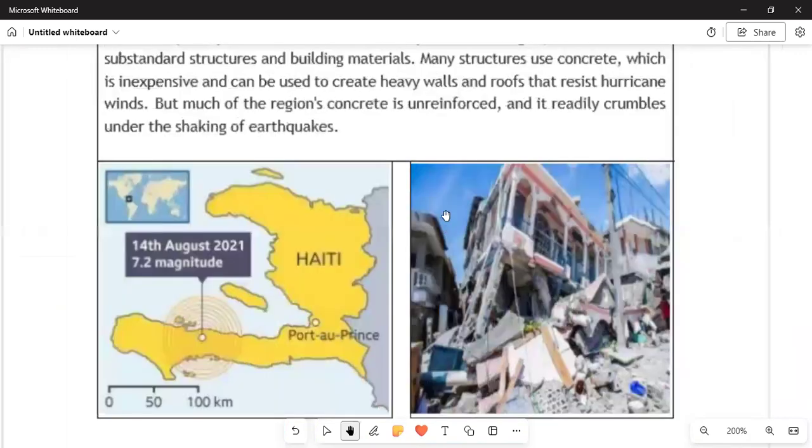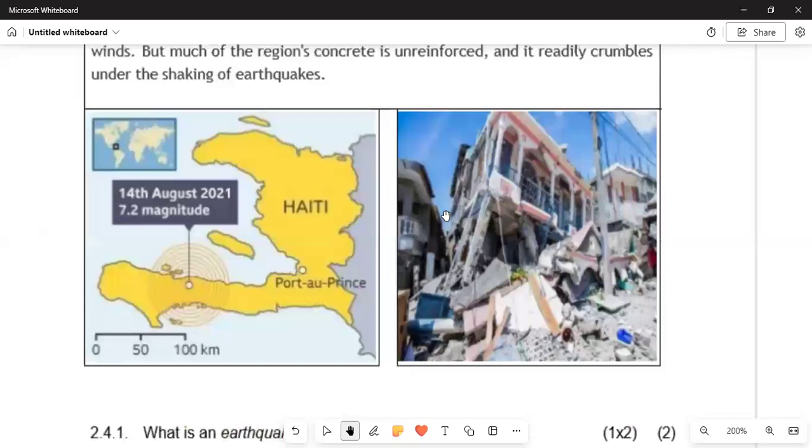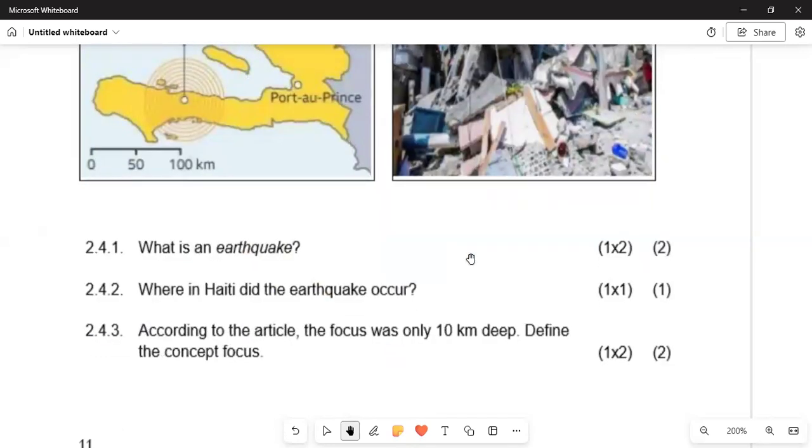What is an earthquake? We need to explain what an earthquake is. And then in 2.4.2, where in Haiti did the earthquake take place? Where exactly did it occur?